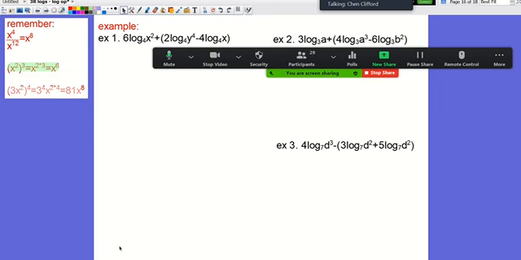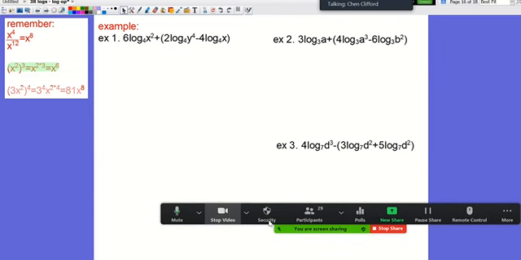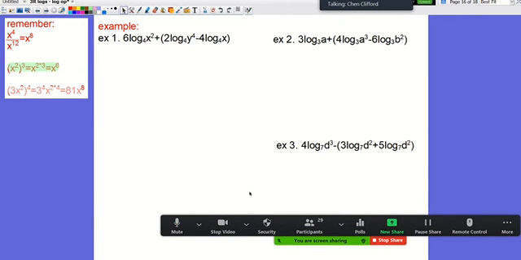I want to bring your attention to the left side of the screen first. I'm looking at the green highlight. Now x squared to the power of 3. That's a power to the power of, which means you multiply x to the power of 2 times 3, which equals x to the power of 6.